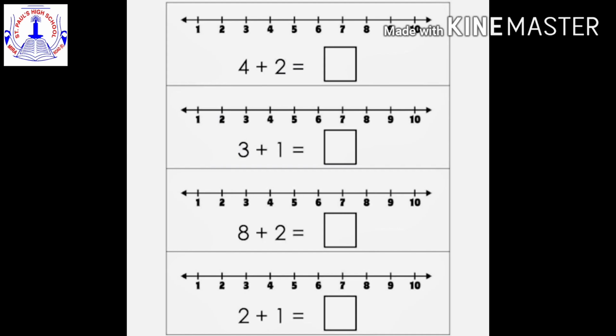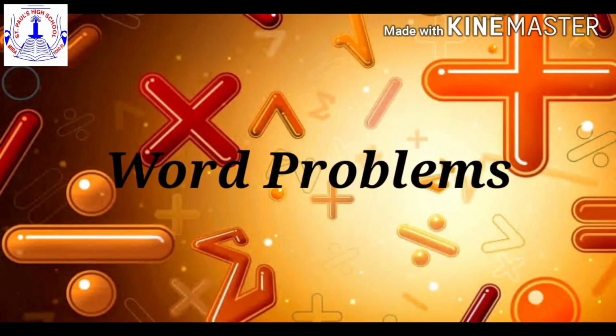Then the fourth one. 2 plus 1. So you have to count 2 numbers. After that, plus one more number, and whatever answer you get, you have to write it in the box. Okay students? Students, now I'll be giving you one word problem to solve.